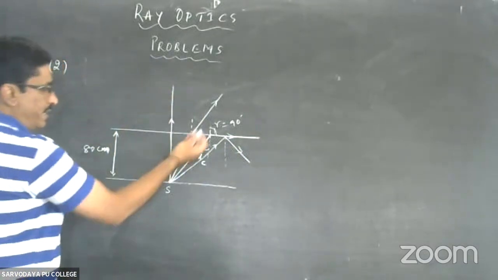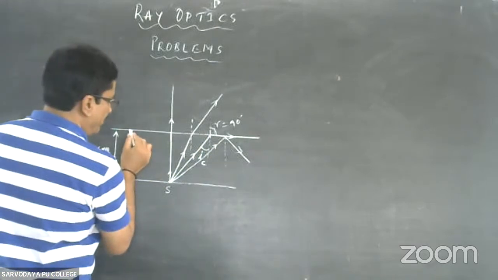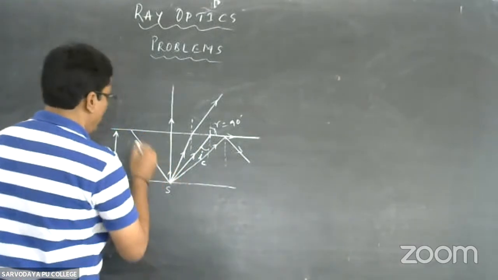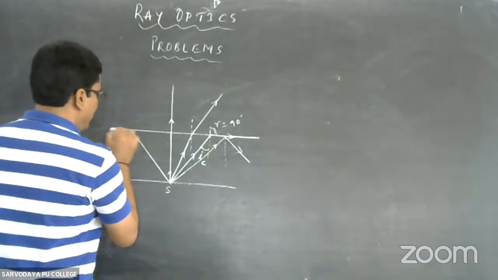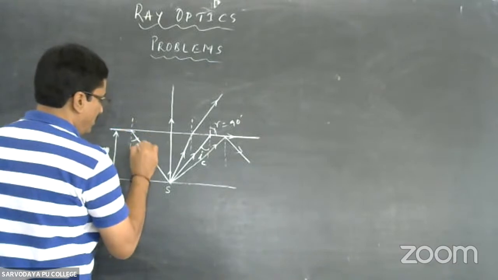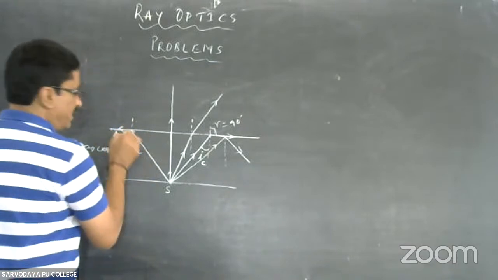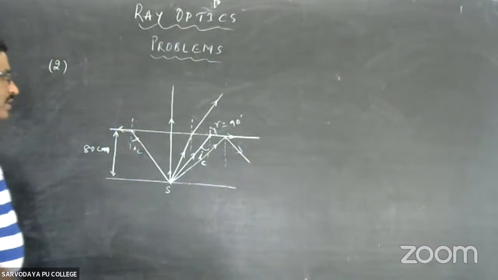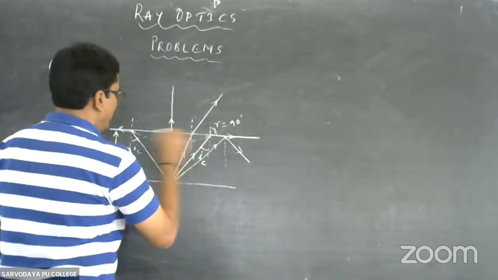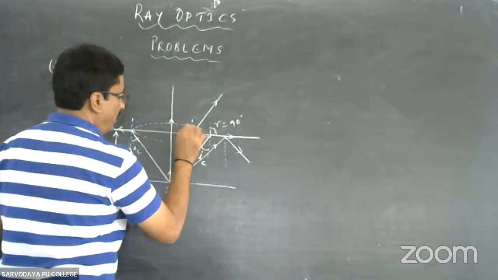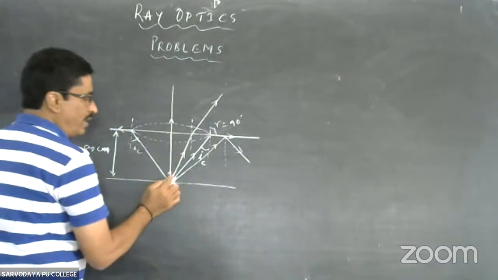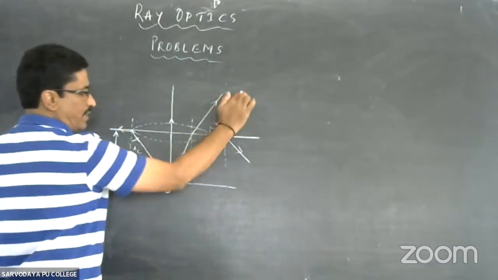I cannot represent this completely, but I can always consider another ray here, which is again incident at an angle equal to the critical angle, and this one will also be grazing the surface. Therefore, on the surface of water, we will be getting a circular patch of light. Only the rays traveling from here up to this will be emerging out.